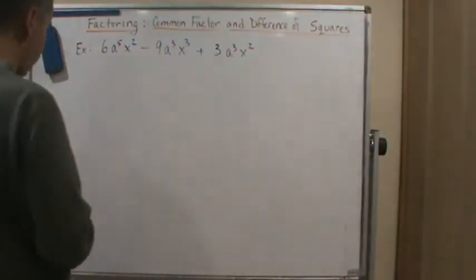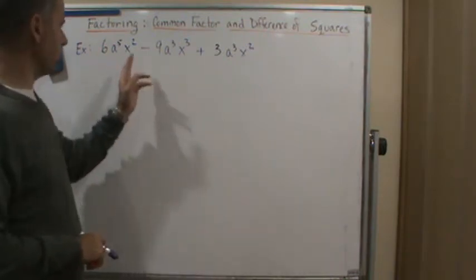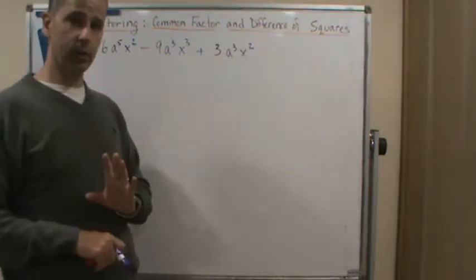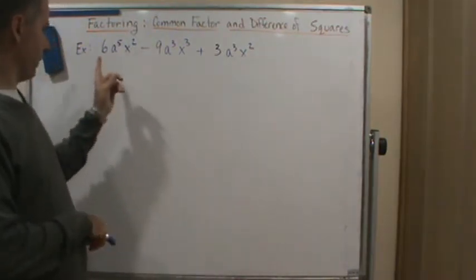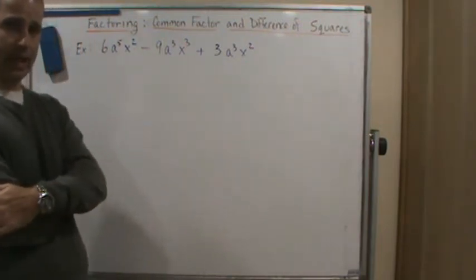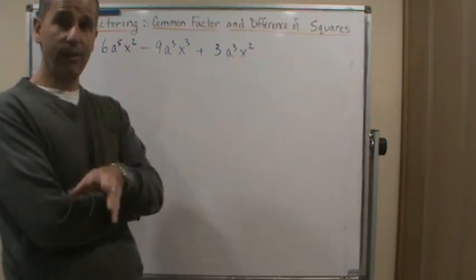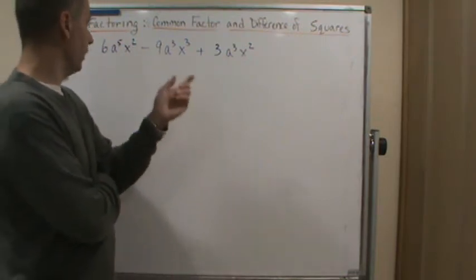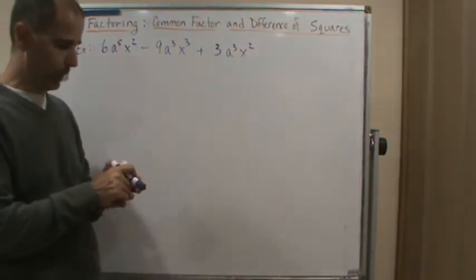Let's look at the coefficients and ask, what is the greatest factor that I can factor out of the coefficients? Well, we've got a 6, 3, 9, and a 3. What's the biggest number that's going to divide all three of them? In this case, the largest number that will divide all three is 3. So we can pull out a 3.